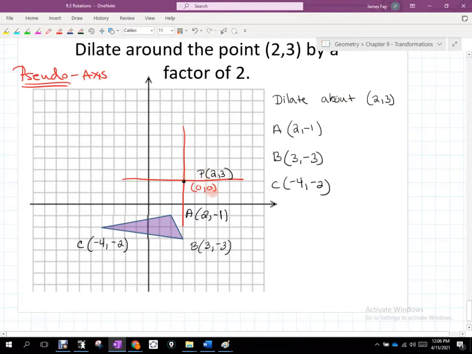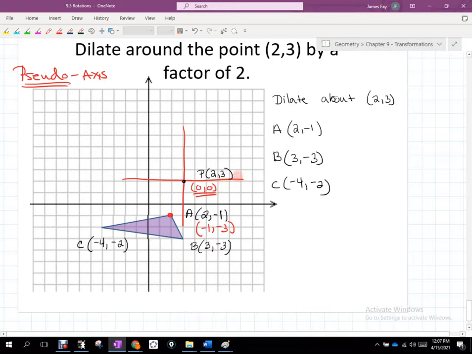If I call this 0, 0 now, how do I get to A from that point right there? If I'm going from this point to A, in the x and y coordinate, usually you move left or right first, right? So we're going to go left 1 and then down 3, right? So I'm going to rename this point here -1, -3.